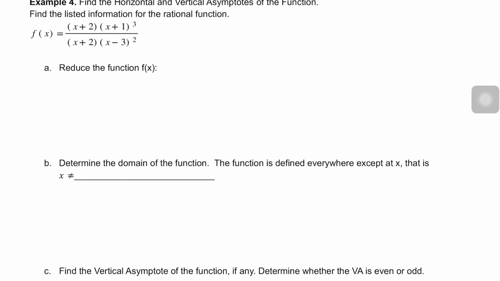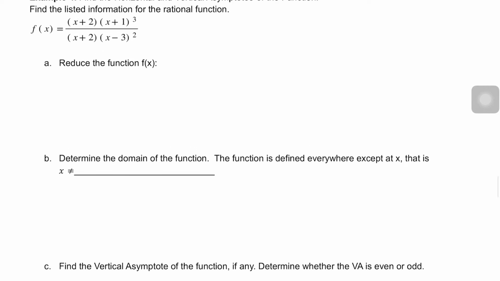Hi class, welcome back. We're going to try another video. Here we're going to find the horizontal and vertical asymptotes, where the function is defined, in other words the domain of the function. We'll also find the holes of the function, the x-intercepts, and so on. So let's jump into this problem.